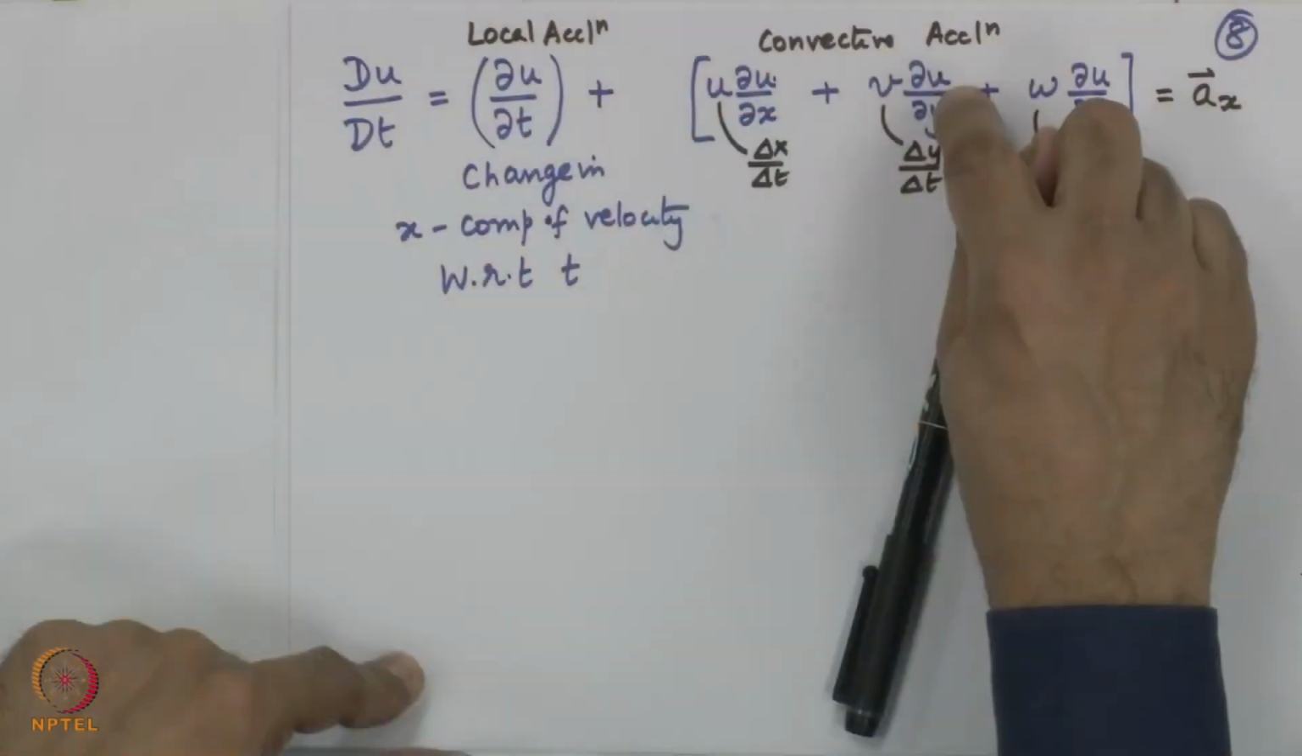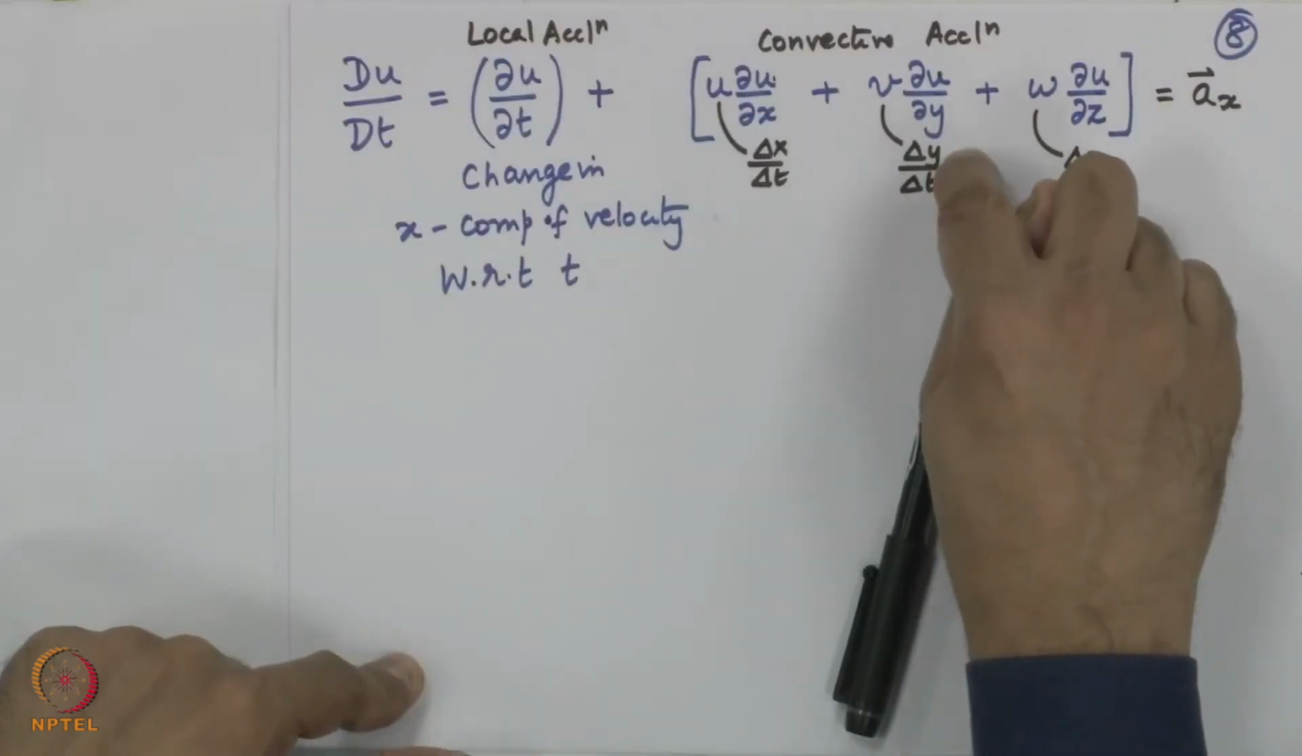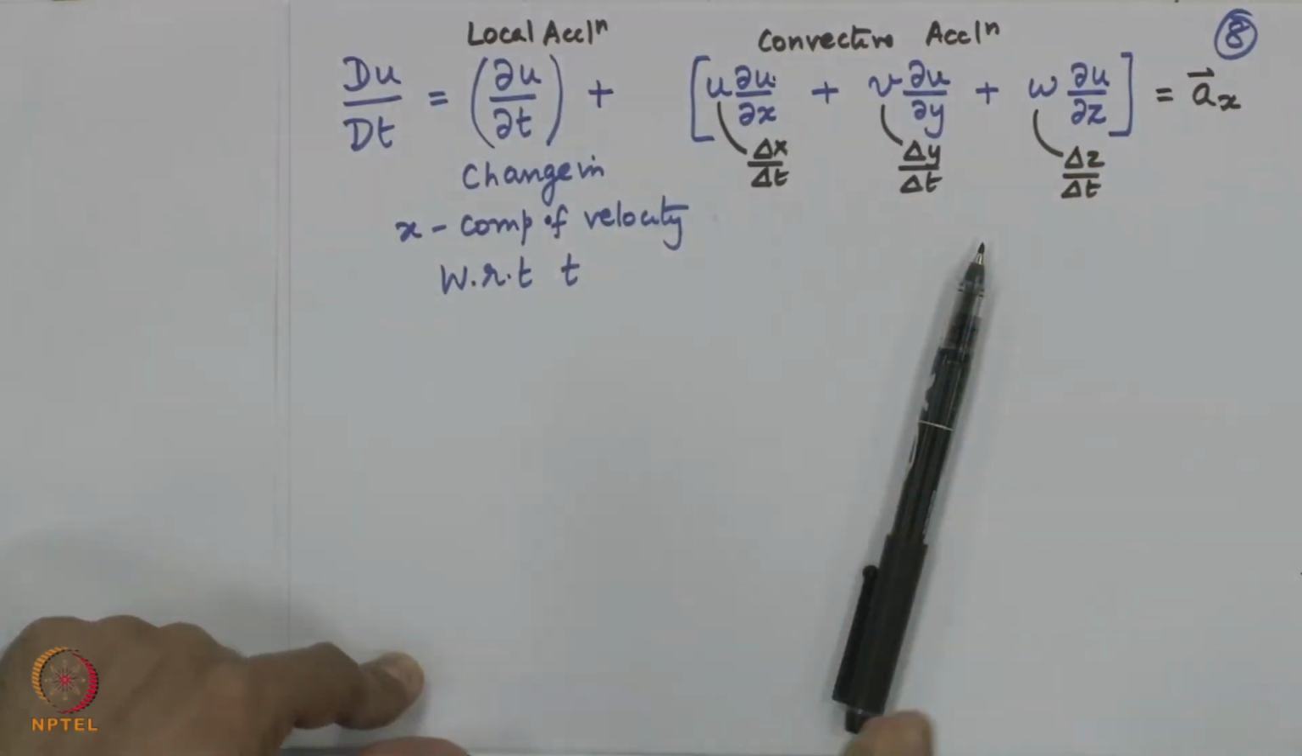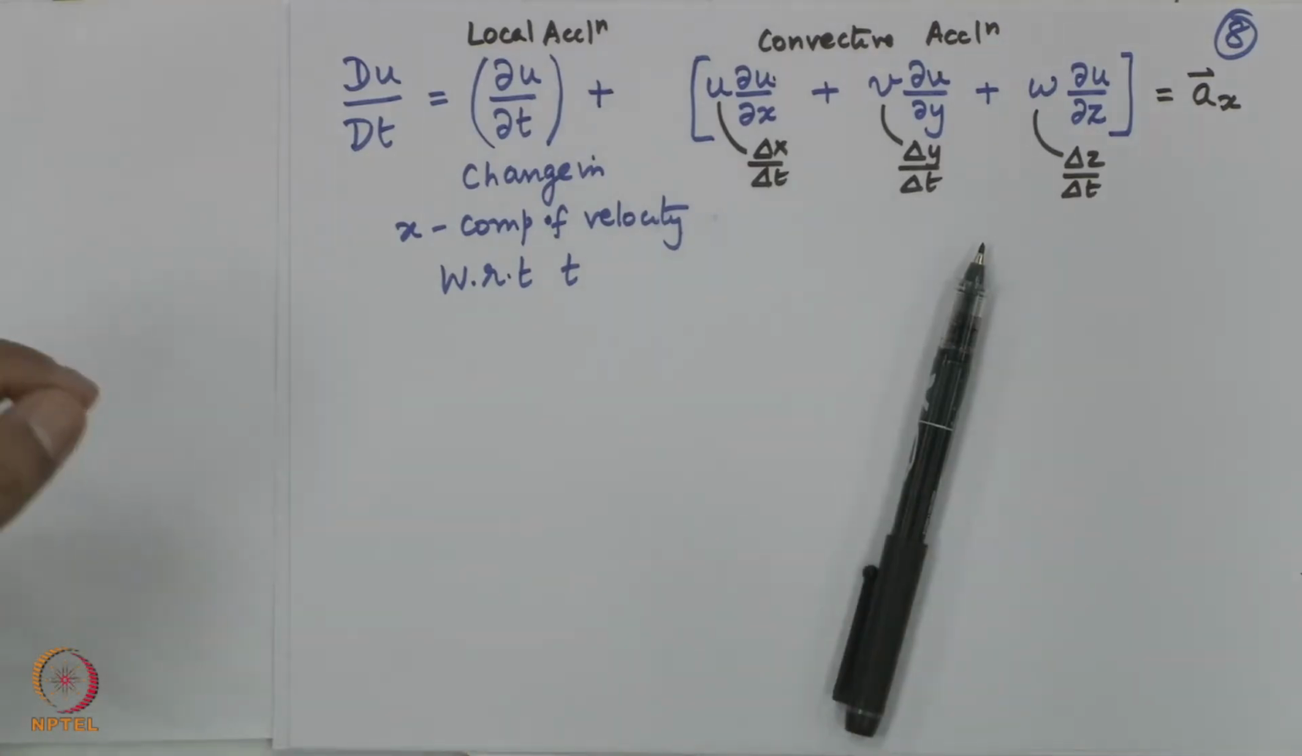X component of velocity change with respect to position is being carried in all possible directions by the x component of the velocity. You change x component with respect to y, that means the y coordinate of the new position is different from the y coordinate of the old position. Therefore, the x component velocity has changed. Therefore, du by dy exists. Who is carrying that effect? That is the velocity in that direction.